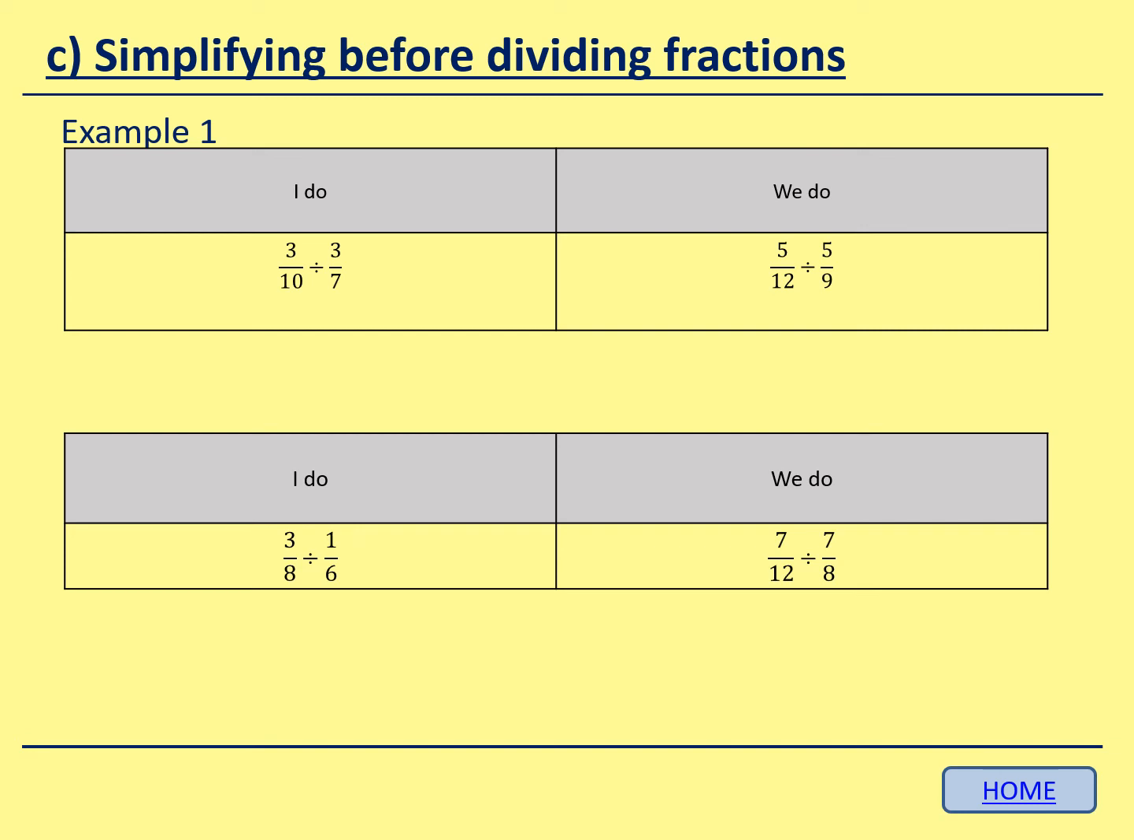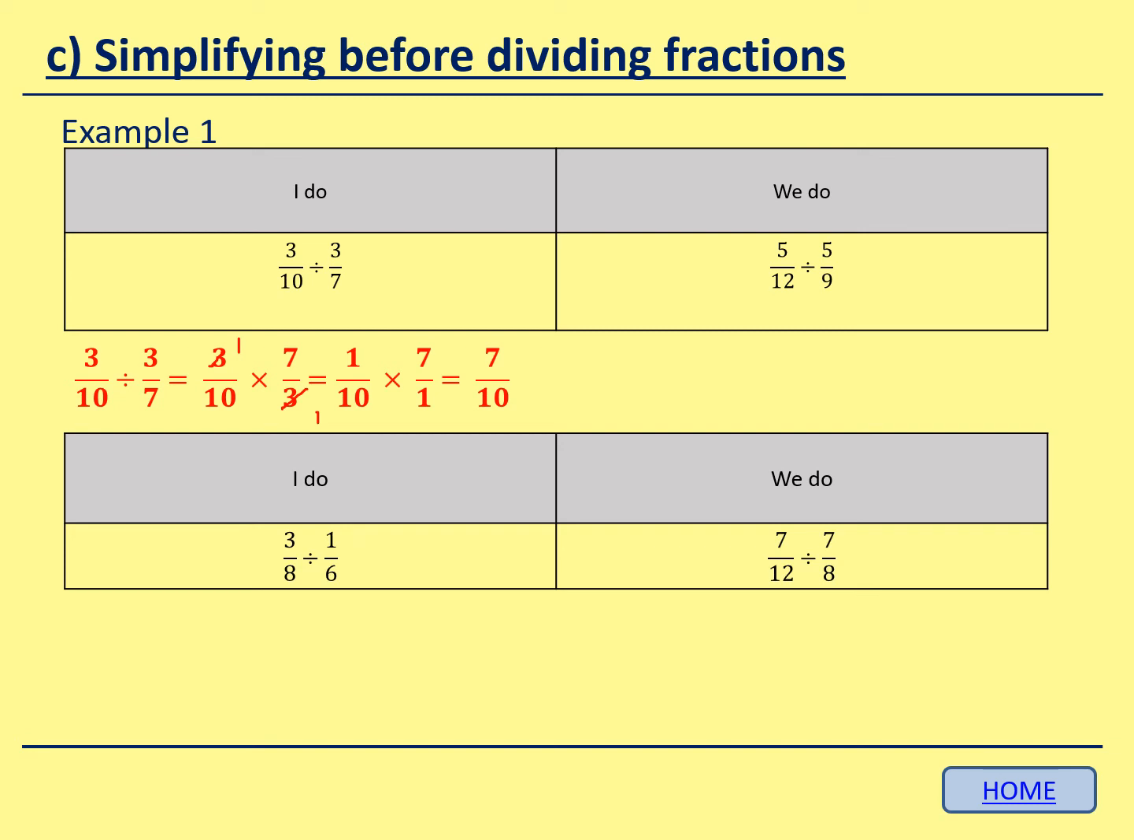Okay, so I want to divide 3/10 by 3/7. So I'm going to keep the first fraction as 3/10. I'm going to flip the second to 7/3, and I'm going to multiply. So if you look here, the 3 will cancel with a 3, so that's 1. Okay, so 1 times 7 is 7, and 10 times 1 is 10. So the answer is 7/10.